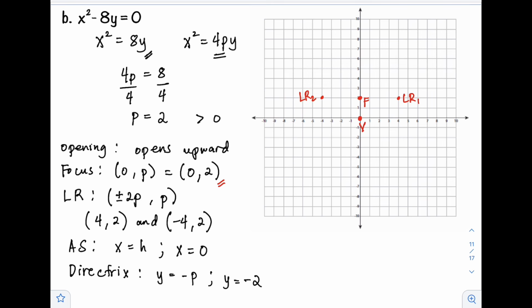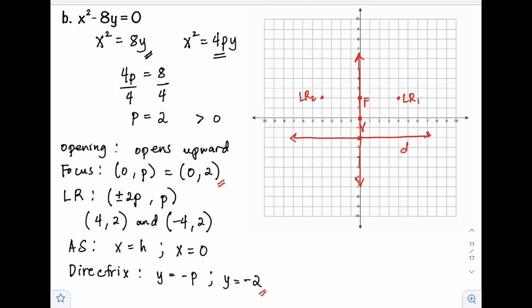Okay? Next is the axis of symmetry, which is x equals 0. So, that means ang ating axis of symmetry is yung ating horizontal line na dadaan sa ating vertex. Then, si directrix naman is makikita kay y equals negative 2. So, nandito yan.